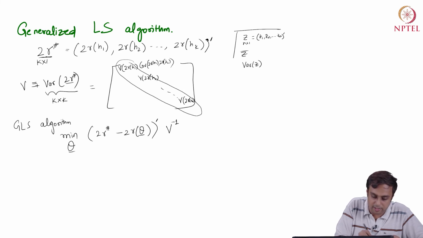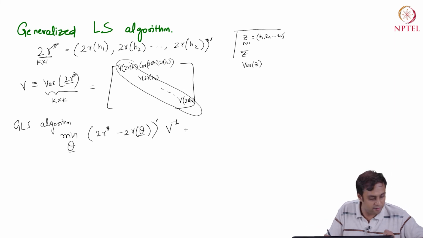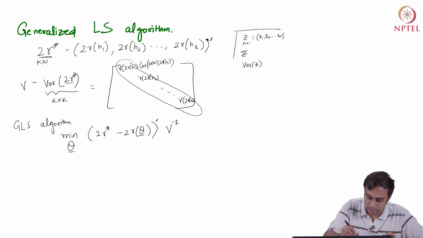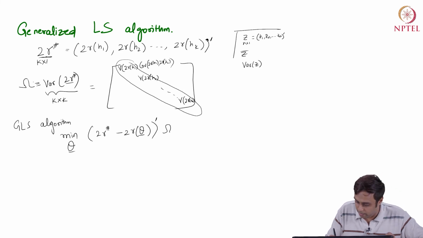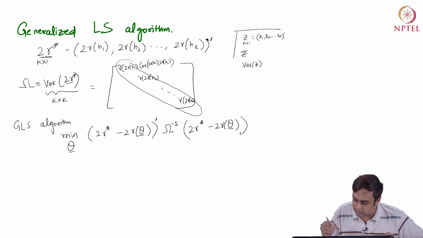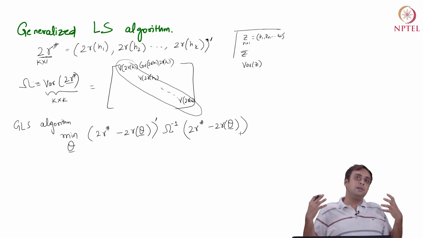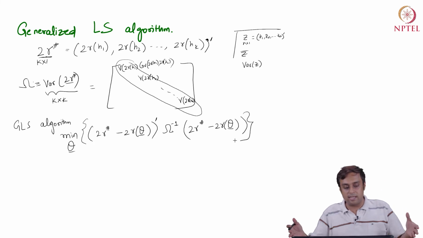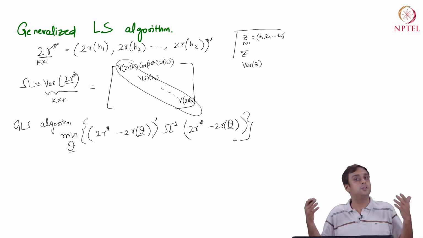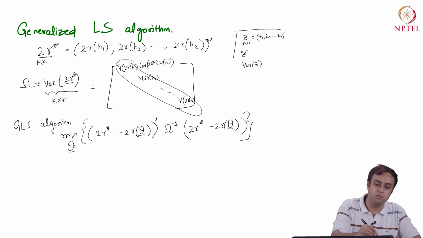I am going to define this V as the variance covariance matrix, or I could say it is omega, let us say. So, I have omega inverse, multiplied by 2 gamma minus 2 gamma theta. So, I have a slightly more complicated function to minimize. What you will realize is, if you look at the size of this, it is also a scalar, 1 by 1. Let us do that.